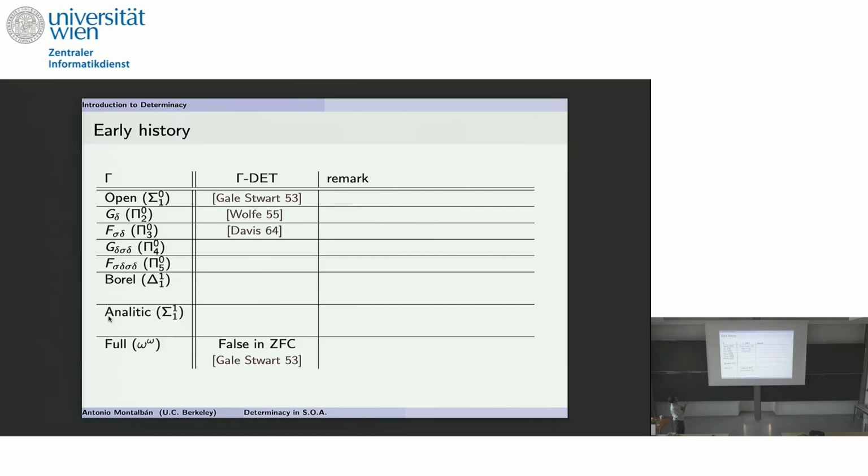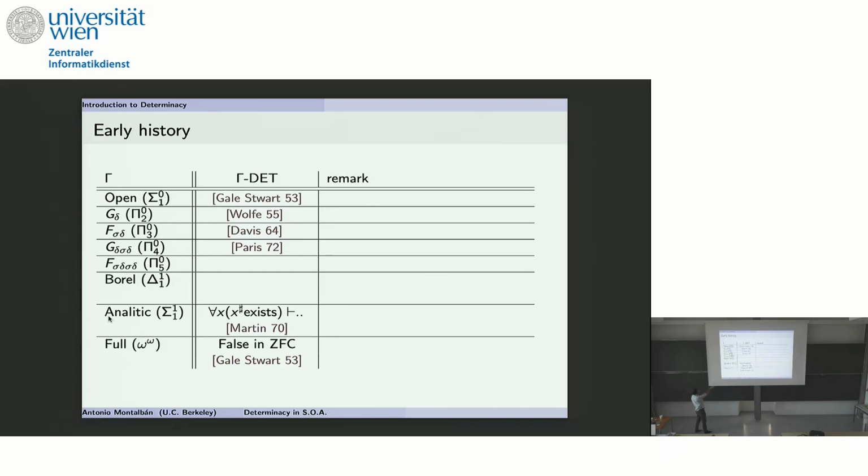Then the ball started rolling in the following years. G-delta determinacy, or both Pi^0_2 and Pi^0_3, were proved by Wolfe and Davis. In 1972, this got extended to Pi^0_4. These proofs get complicated. Open is nice and easy. This one takes some time, and then here they start getting crazy. These are fun, but they start losing the fun around Pi^0_4.